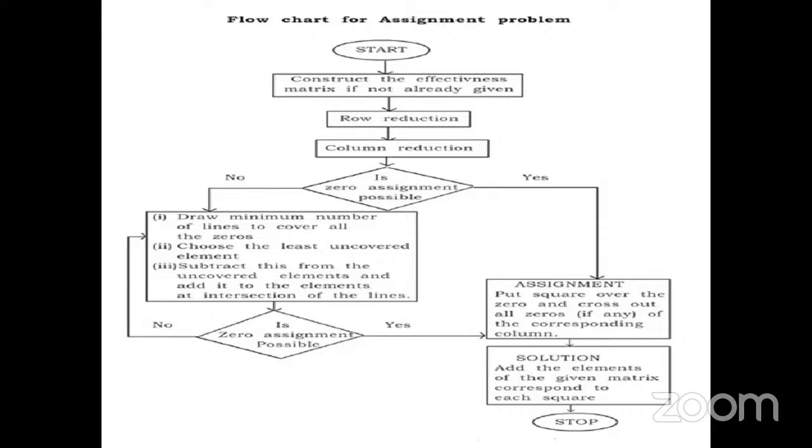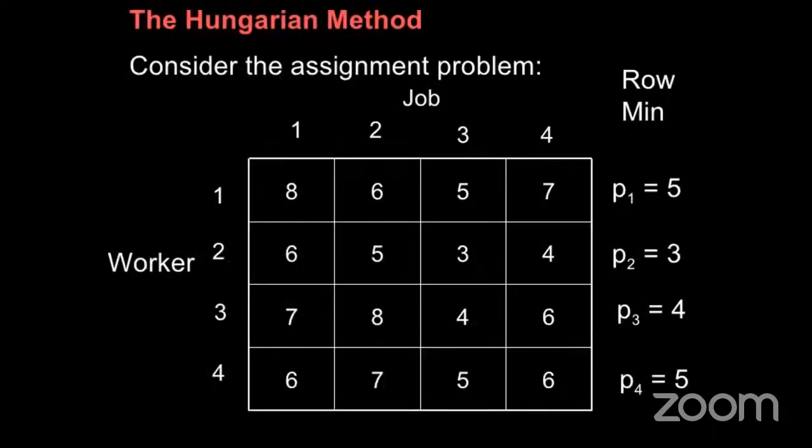That means, is there any single zero in the row-wise and column-wise check? Then you need to allocate the job. That allocation is made, as given clearly on the right side, by putting a square over the zero and crossing out all other zeros in the corresponding columns. Then the solution is obtained by adding the elements of the given matrix corresponding to each square. There we get a solution ultimately. This is the flow chart given to us.